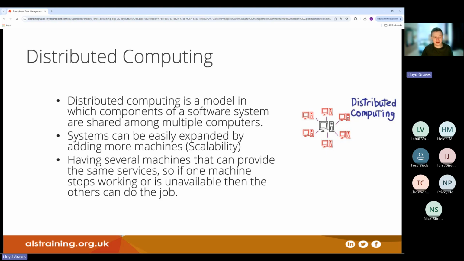Pretty much every organization uses something like this these days, I feel. If anybody works for an organization that doesn't have a distributed computing system, let me know, because I'd be curious to learn more about that. But pretty much every organization I can think of or have been involved with has used something like this. Basically, several machines can provide the same service, so if one machine stops working, another's available to do the job.